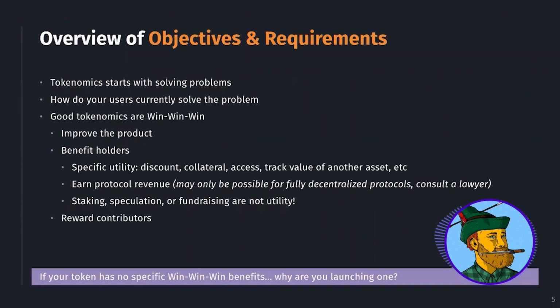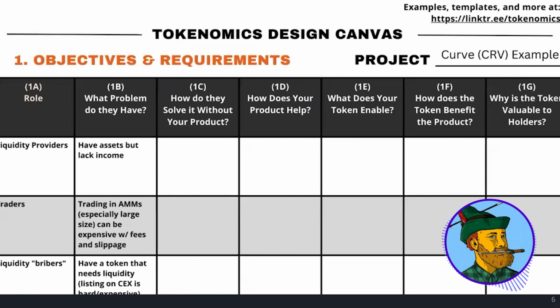And so if your token has no specific win-win-win benefits, then why are you launching one, right? You need to go back to step 1, back to the drawing board, and think about what you're even doing in the first place. But assuming that you have a token that has win-win-win tokenomics, we dive into the first step of the tokenomics design canvas, objectives and requirements.